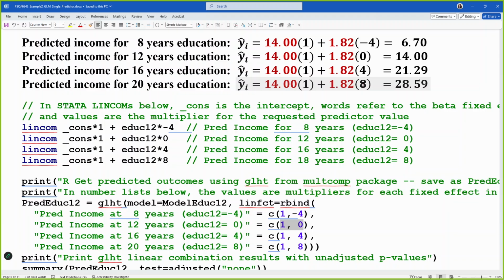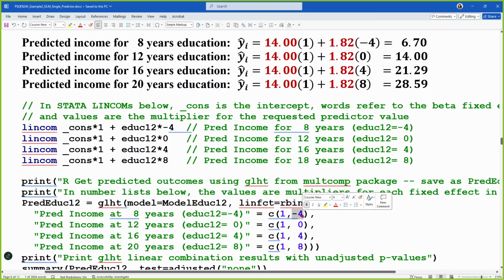Predicted outcome for what kind of person? Regardless of who you are, everybody gets a fixed intercept to contribute to their predicted outcome. So the ones here are explicit in the way I'm writing them, and in here they're sort of implicit. But we start off with that. Then the value here is the value of the predictor that you want the outcome for. So this means I would like a predicted outcome for somebody with -4 education, which means 8 years. So it's going to take -4, and then it's going to secretly multiply it by 1.82 that it's storing in memory, and then it's going to give me this result.